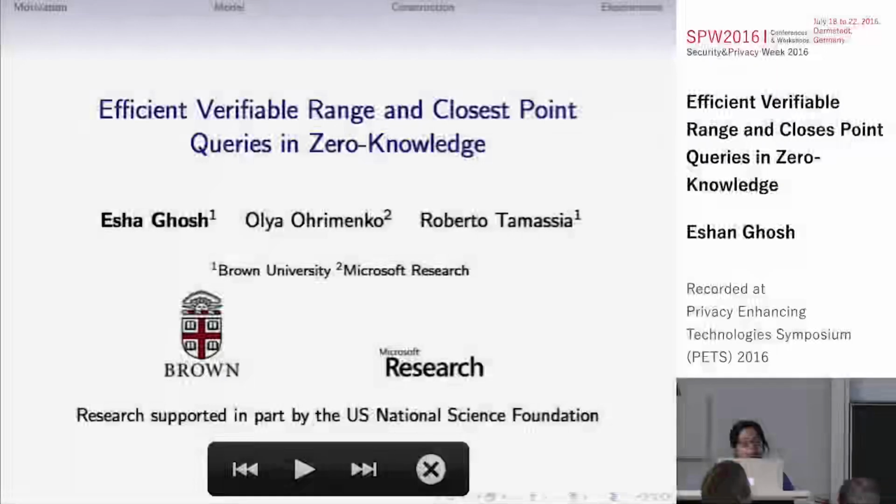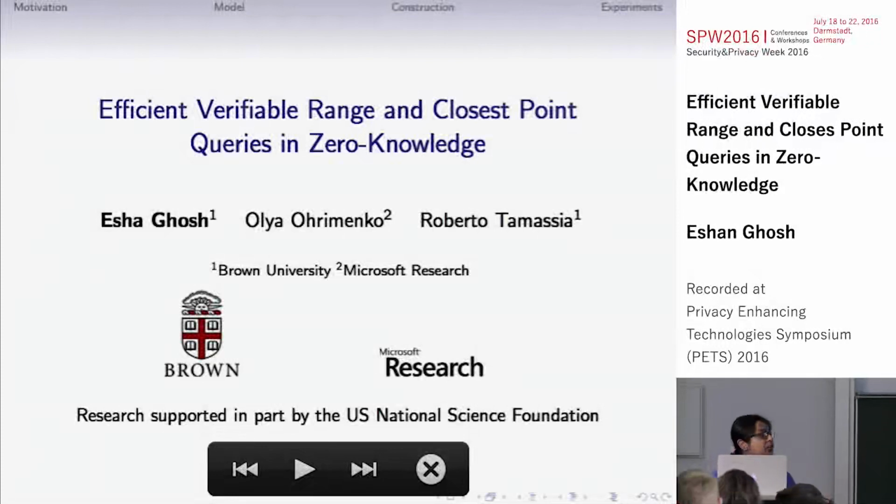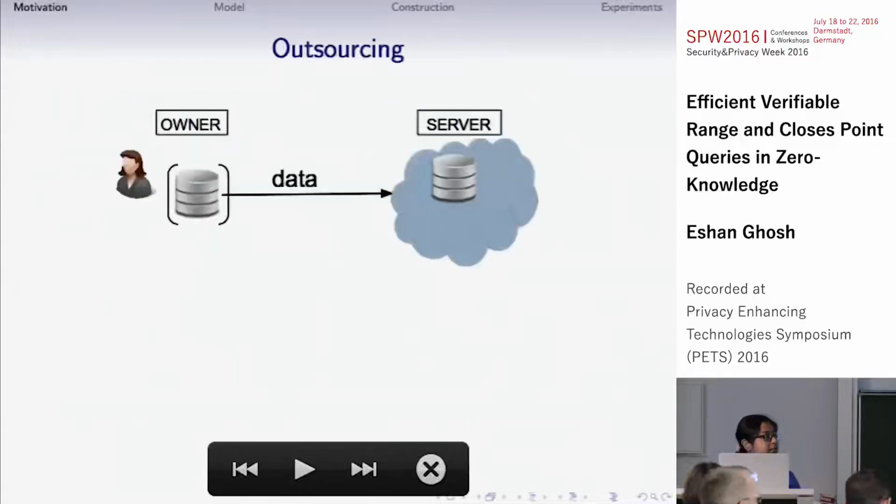So I'm going to talk about our work on efficient verifiable range and closest point queries in zero knowledge. This is joint work with Brown alumna Olga Ohrimenko, who's now a researcher at Microsoft Research, and my advisor Roberto Tamassia at Brown.